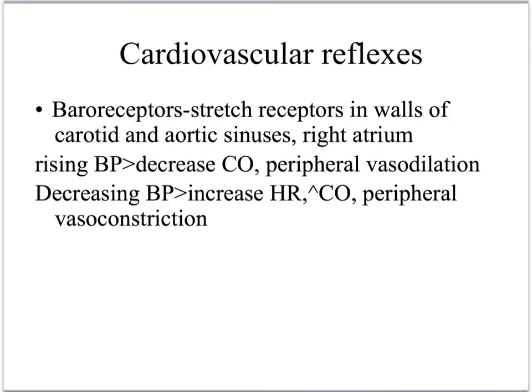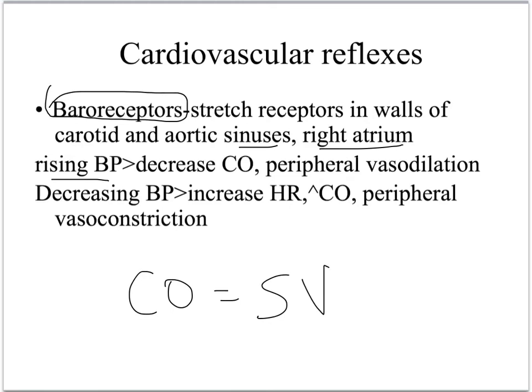So I've already discussed this, so I'm not going to linger too long here. I had given you the description of baroreceptors, where they're located, and there are also some in the right atrium. So if you have increasing blood pressure, let me go ahead and write this for you. Cardiac output is equal to stroke volume times heart rate. So if you have an increase in blood pressure, your body is going to try to mitigate that by decreasing your cardiac output and also with a peripheral vasodilation.